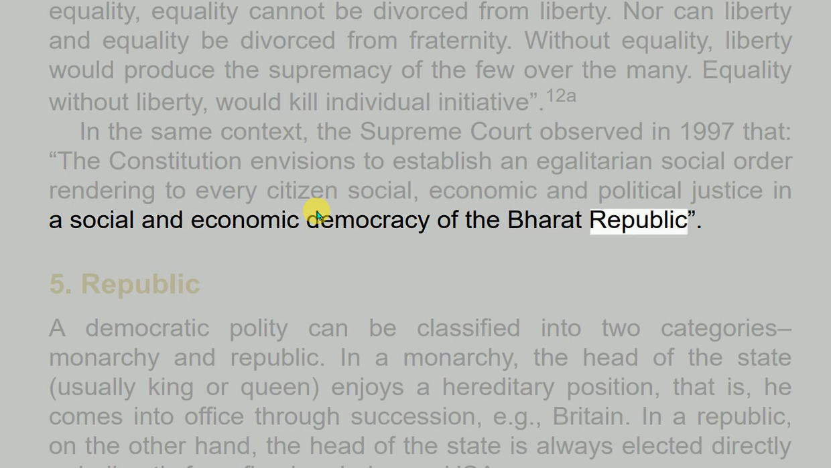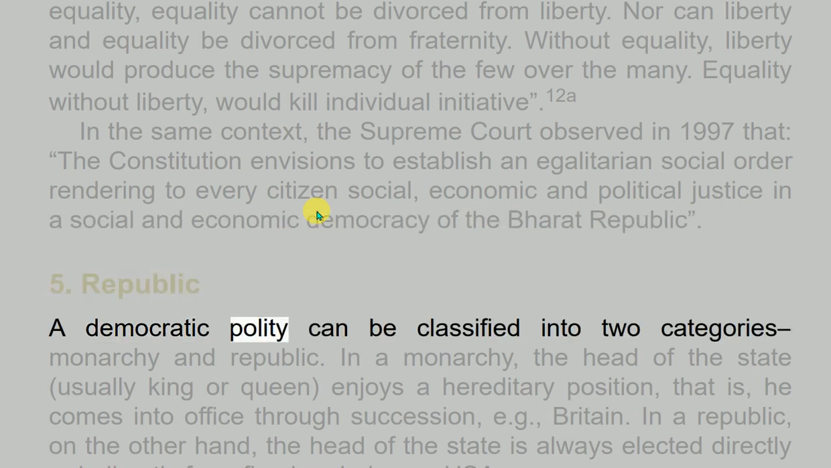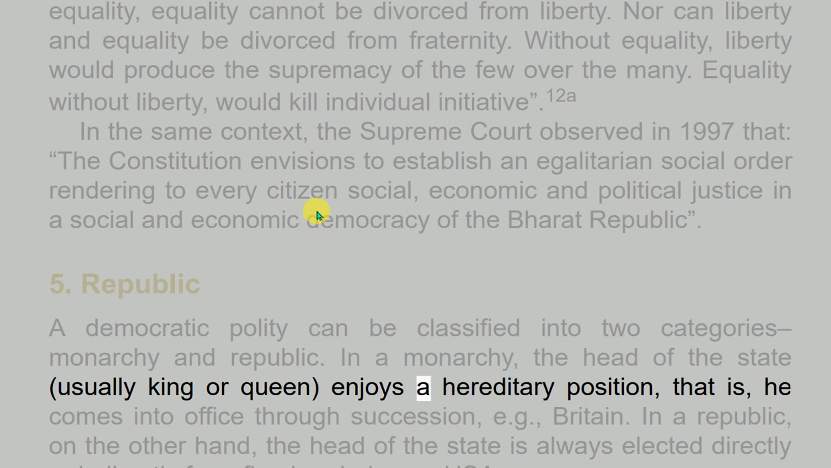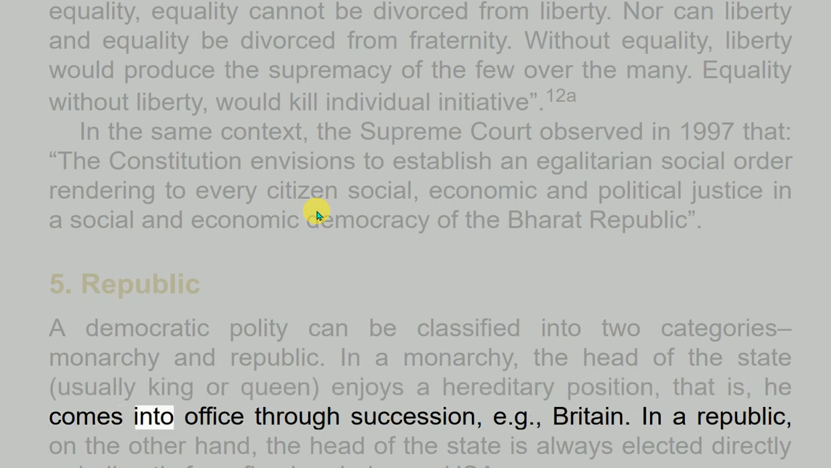5. Republic. A democratic polity can be classified into two categories: monarchy and republic. In a monarchy, the head of the state, usually king or queen, enjoys a hereditary position, that is, he comes into office through succession, e.g., Britain.